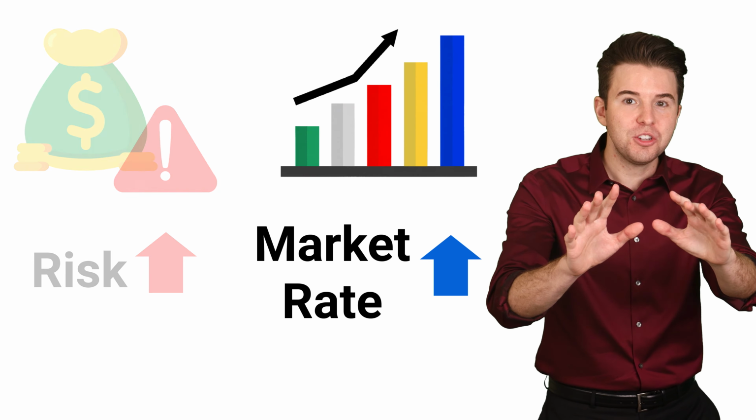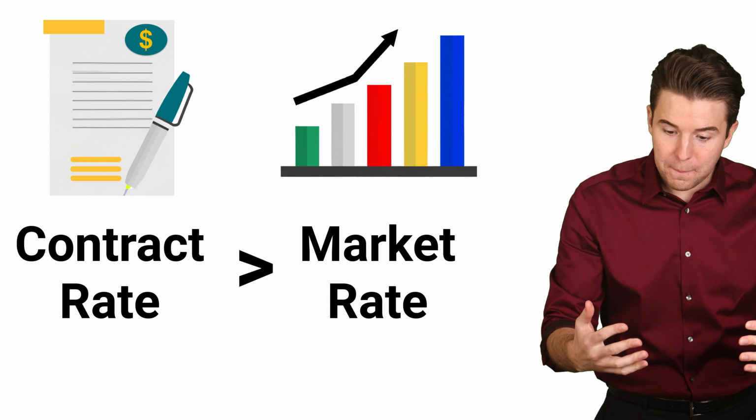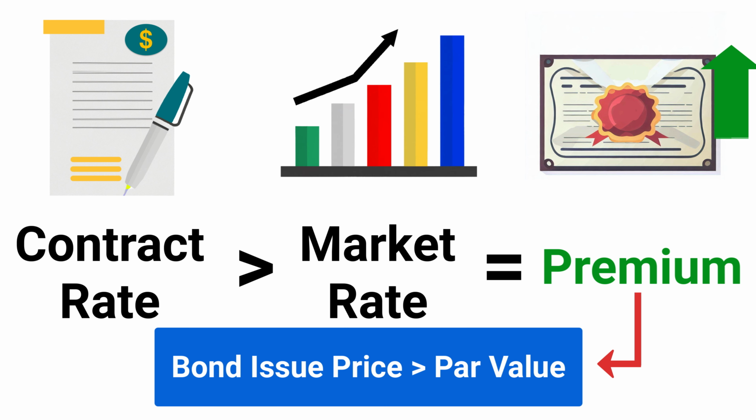So when a bond is issued with a contract rate that is higher than the market rate, the bond sells at a premium. This is because the bond's contract rate is higher than what lenders expect for that bond's risk. Therefore, the bond issue price is higher than the par value, meaning that the issuer gets more money at issuance than they will pay back to the lender at maturity.